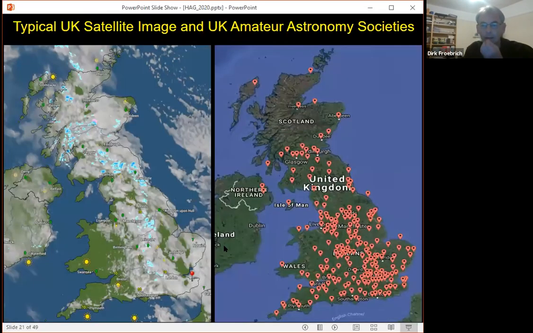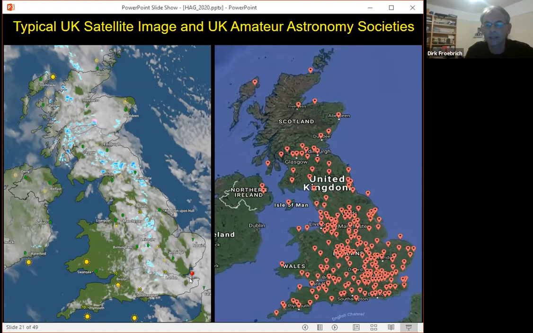Hence, why do we do this as a citizen science project? Well, the picture on the left, this is not true today, I'm actually observing in parallel, so it's actually clear today. But typically, if you're trying to observe from wherever you are, the chances are it's cloudy. Literally everywhere in the UK, this is the case.